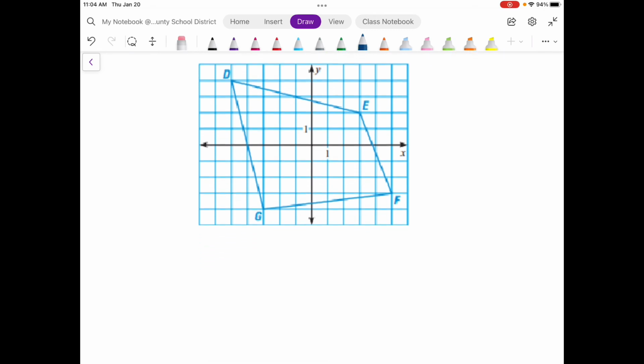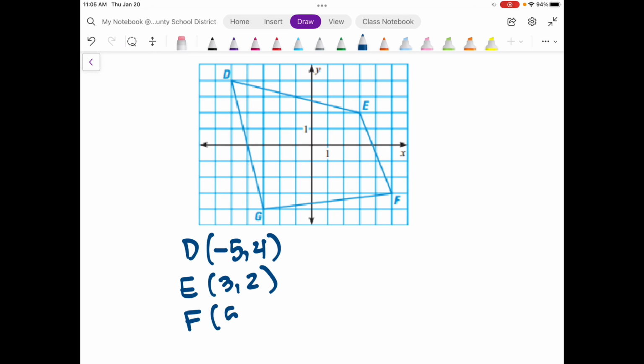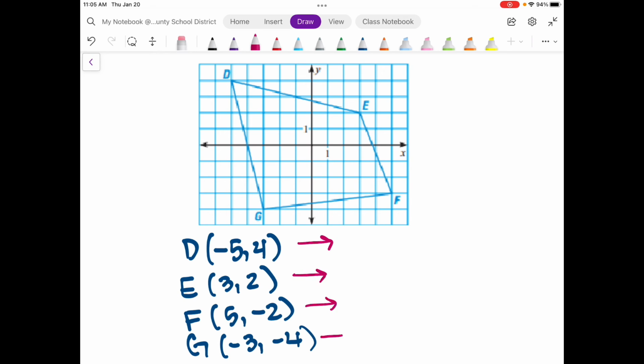First step that I like to do is write down where my points are. D is at -5, 4. E is at 3, 2. F is at 5, -2. And G is at -3, -4. Now, I purposely gave you a fraction one because people don't like fractions, but we're going to deal with it. So D prime.